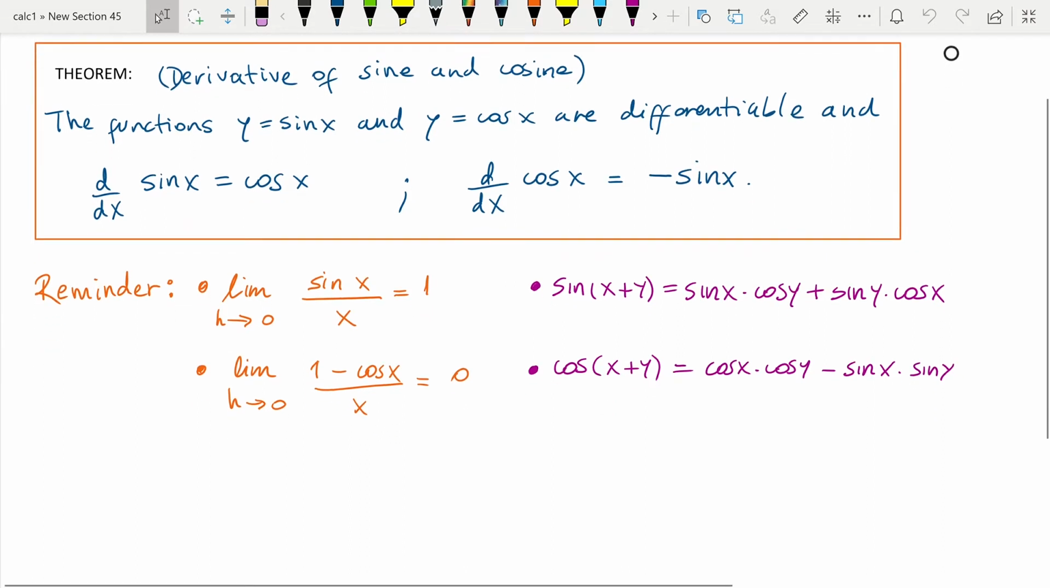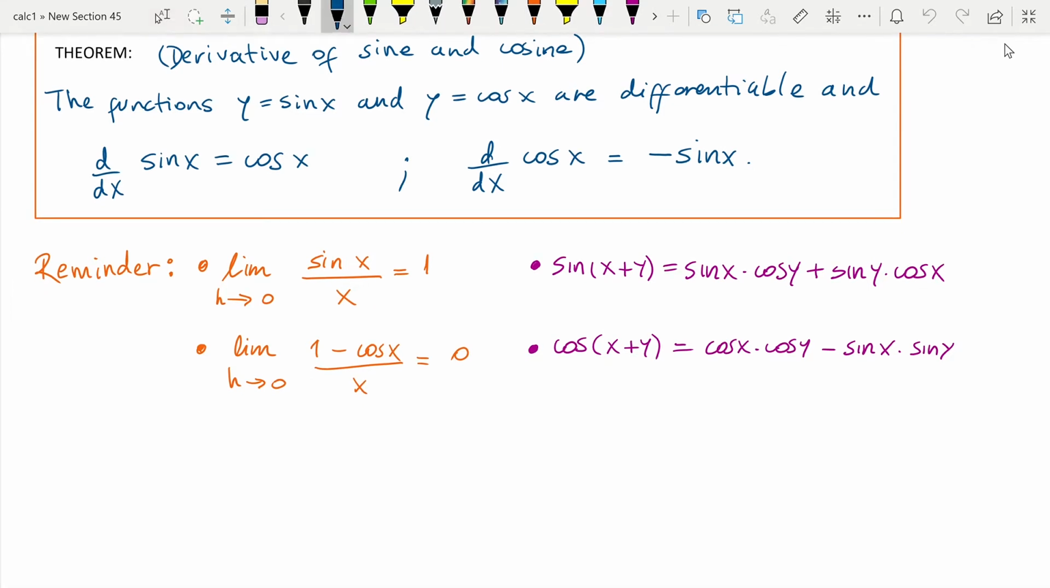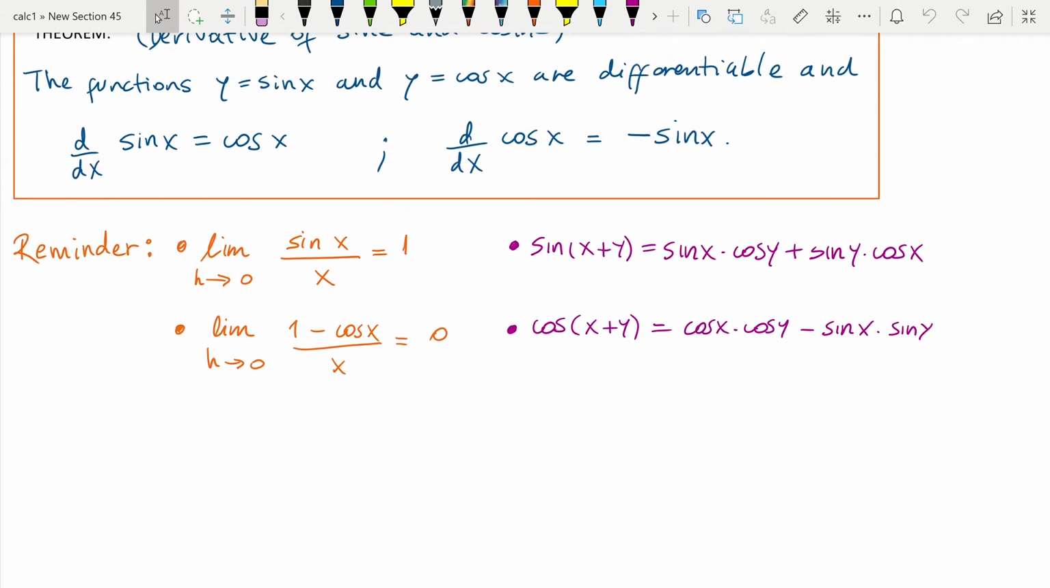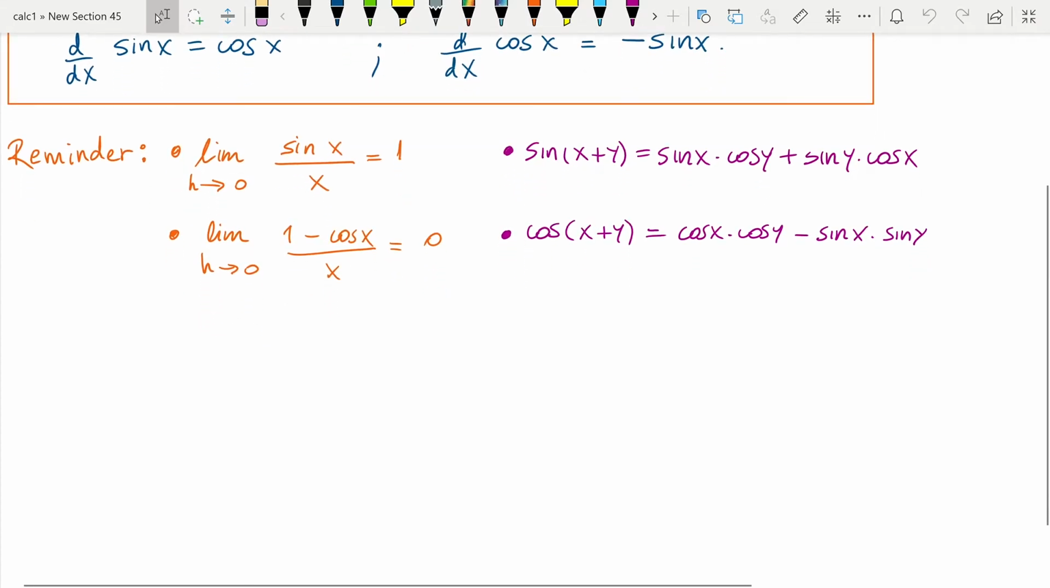This is something that people often make mistakes about when applying this rule in exams. So the derivative of sine is cosine, the derivative of cosine is minus sine of x. And to show why this is the case, remember at some point we covered the limit. We found out that the limit of sine of x over x was equal to 1, and the limit of 1 minus cosine of x divided by x was equal to 0. Well, that will actually play a role here.